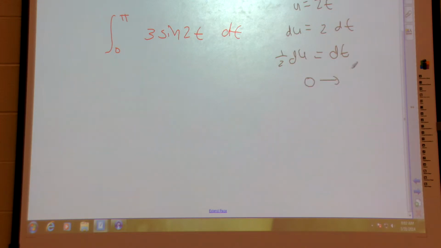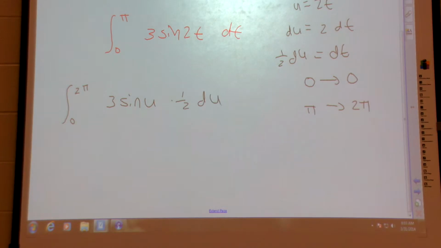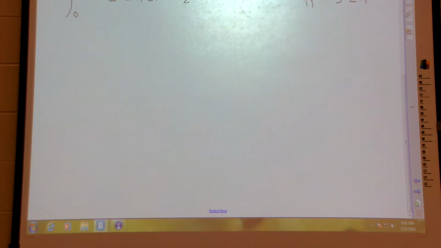0 becomes 0. Pi becomes 2 pi. So I have the integral from 0 to 2 pi of 3 sine u times 1/2 du. Are you with me there? That's really just 3/2 sine. What's the antiderivative of 3/2 sine? Negative 3/2 cosine u. Everyone agree with that? Going backwards, be careful of the negatives.